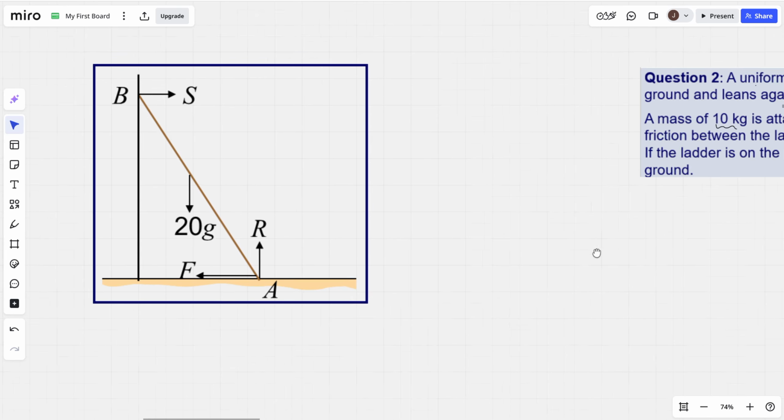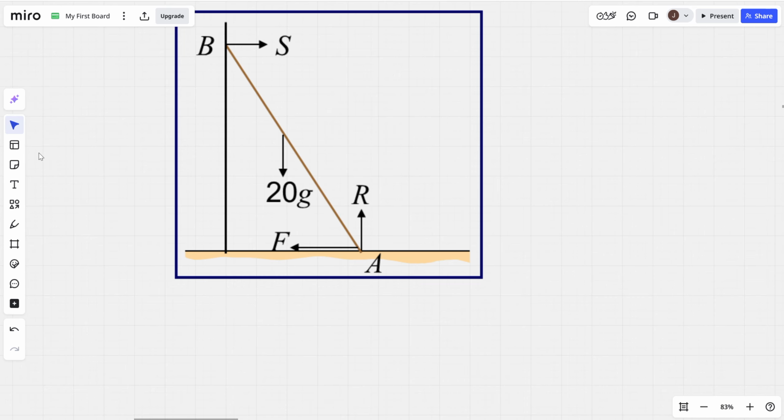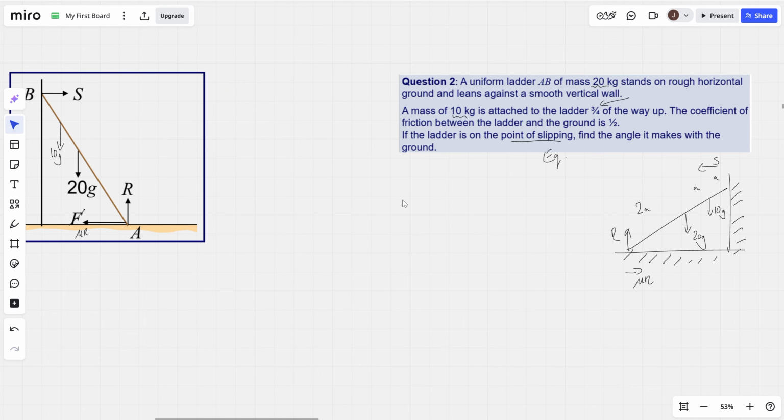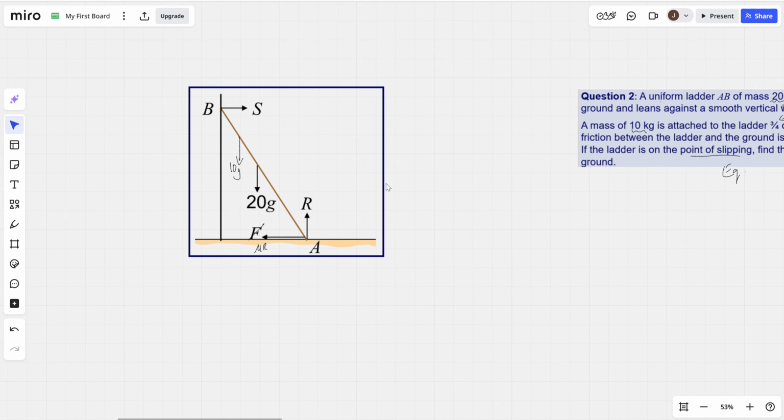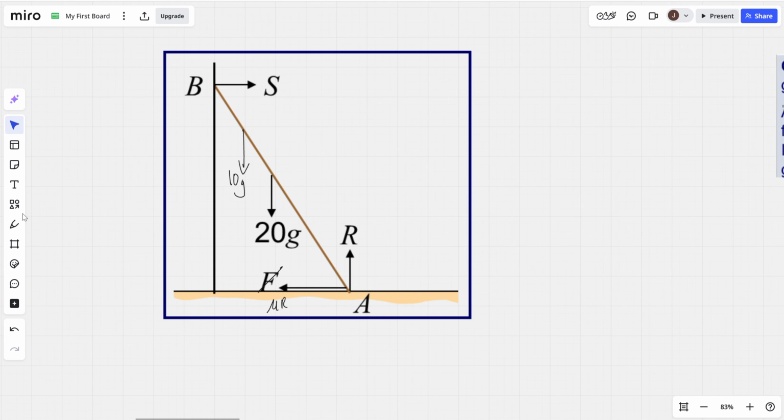So let's go over to a neater version, and they've actually drawn this one the other way around. So I'm going to just change that to mu R, and I think I'm missing that 10G, aren't I? So I should also have a 10G there. So that's our question. We're trying to find the angle that we make with the ground. So something a little bit different. We haven't had one like that before. But again, we're going to do our normal steps.